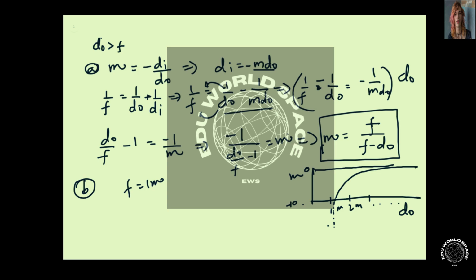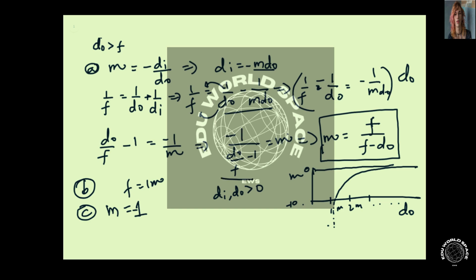The x-axis is dO. Now for part C, we want the object to be the same size, which means we want m to be minus 1. We want m to be minus 1 because the image is real, which means image distance and the object distance are both greater than 0, which means magnification must be negative because m is minus di by dO. So we know m is equal to minus 1.